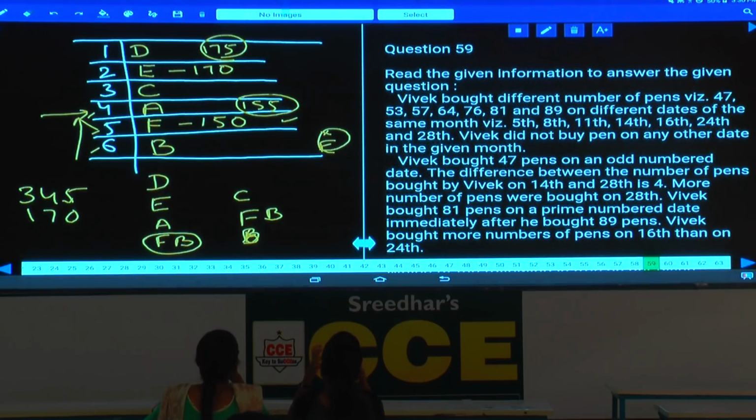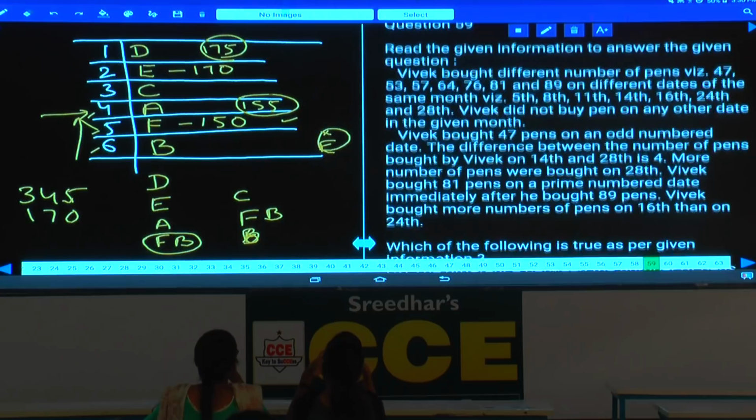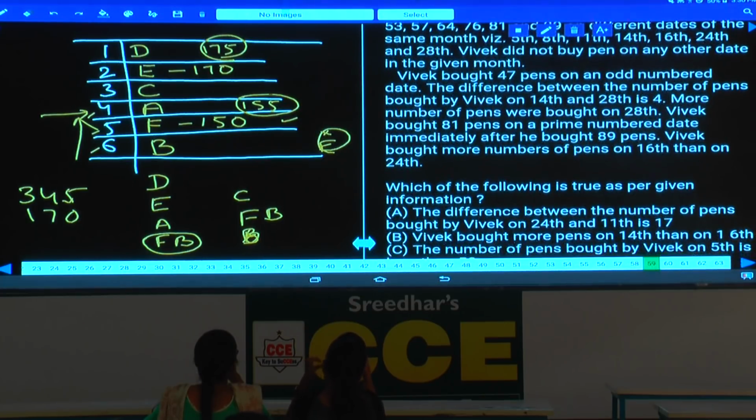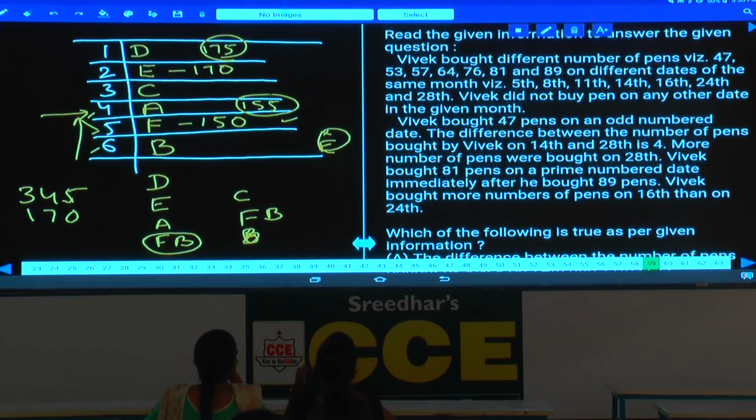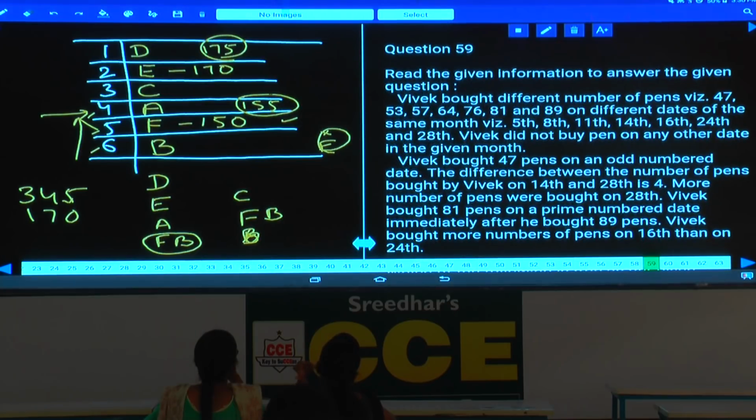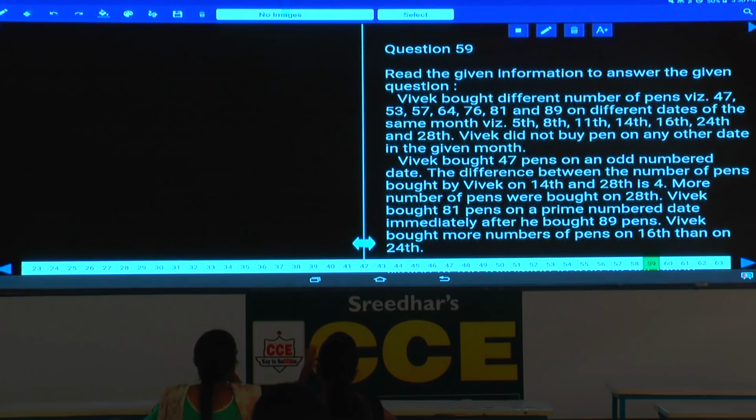Now question number 59, Vivek bought different numbers of pens, 47, 53 and so on, on different days of the same month. Different numbers of pens and different dates were given. Now let us represent the dates. Tell me what are the different dates here? 47, 53 and so on, isn't it? And what are the dates? 5th, 8th, 11th.